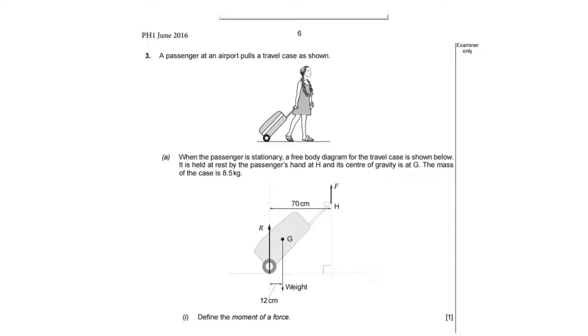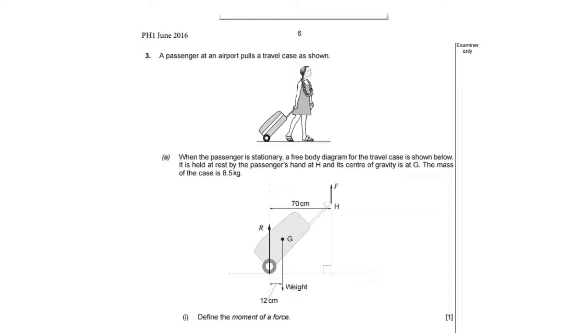Okay, a passenger at an airport pulls a travel case as shown. When the passenger is stationary, a free body diagram for the travel case is shown below. It is held at rest by the passenger's hand at H and its centre of gravity is at G. The mass of the case is 8.5 kilograms. Remember that's a mass, not a force.